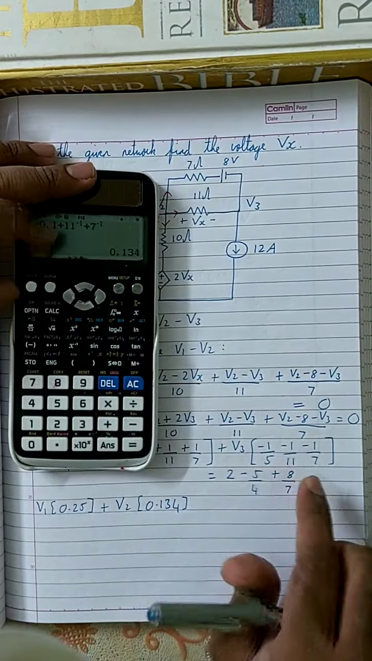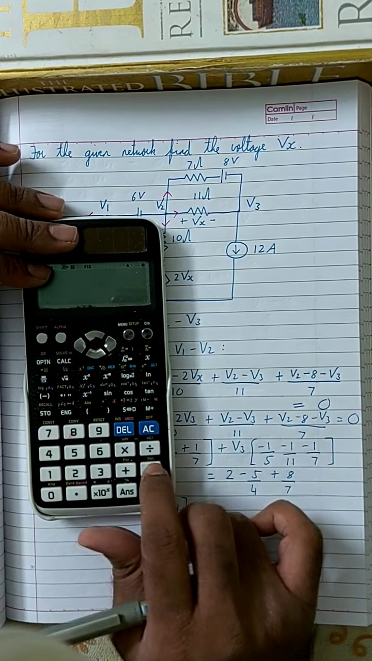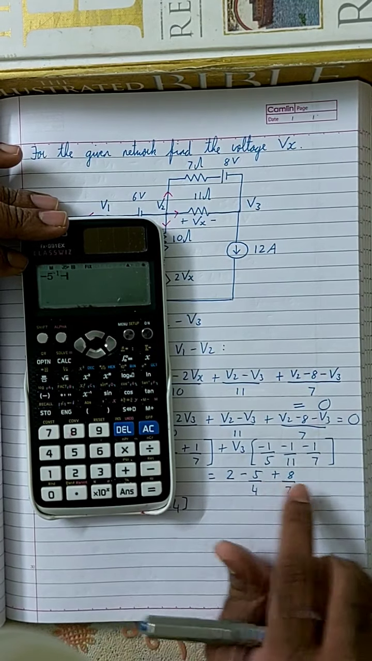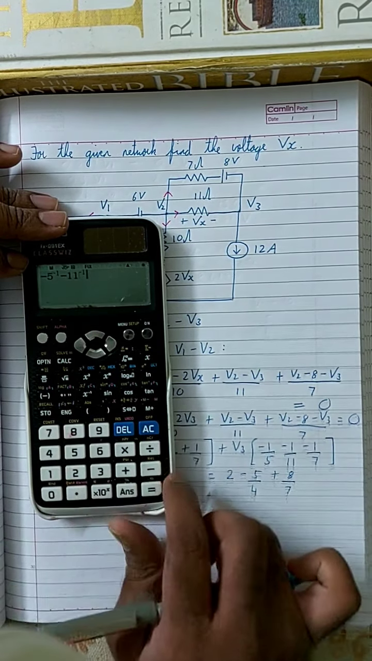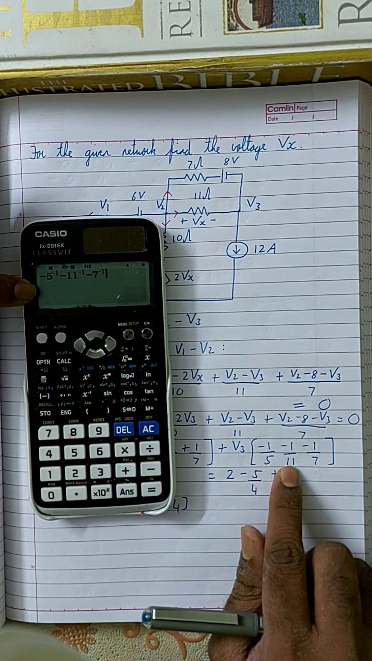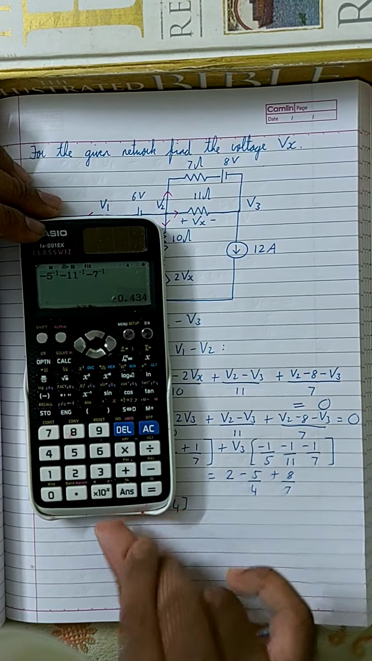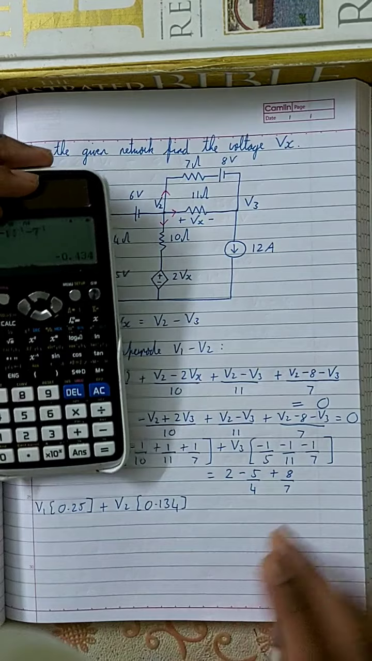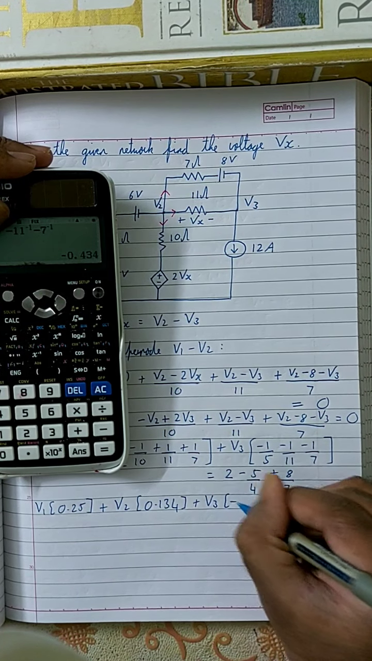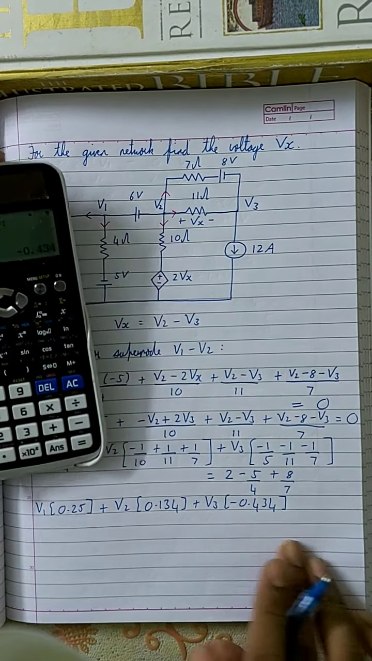What about this V3? Here you have all minus, right? So you write minus 5 inverse, minus 11 inverse, and minus 7 inverse. Minus 1 by 5, minus 1 by 11, minus 1 by 7, and you have minus 0.434. So plus V3 into minus 0.434. Okay.